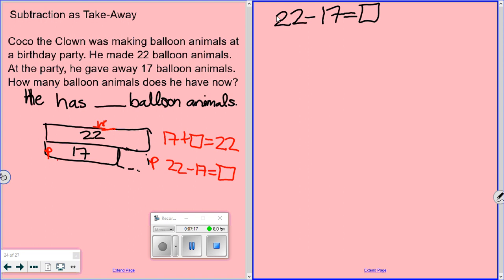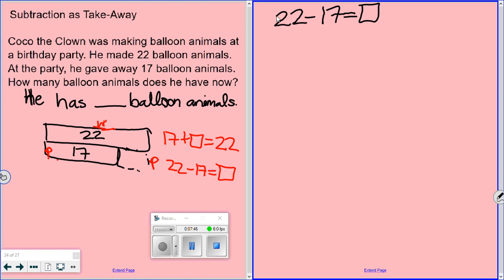To do this, I'm going to use some base 10 drawing. Just a reminder what base 10 drawings are. Our base 10 pieces are in our math kit. We have the little bits that equal 1, the tens rods that are equal to 10, and then the 100s flat that's equal to 100. You know what I'm talking about? Yeah? Okay. So I'm going to start with the number 22 because that's how many balloon animals he has.